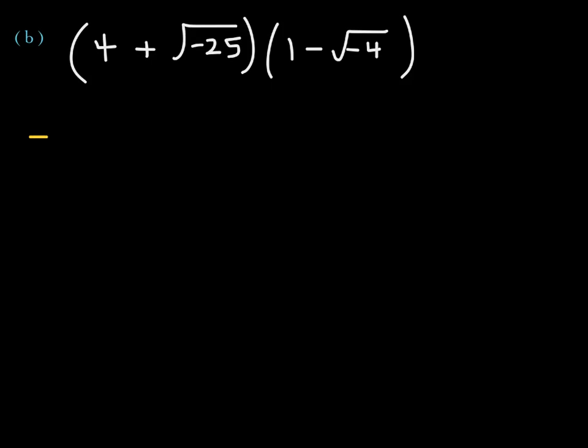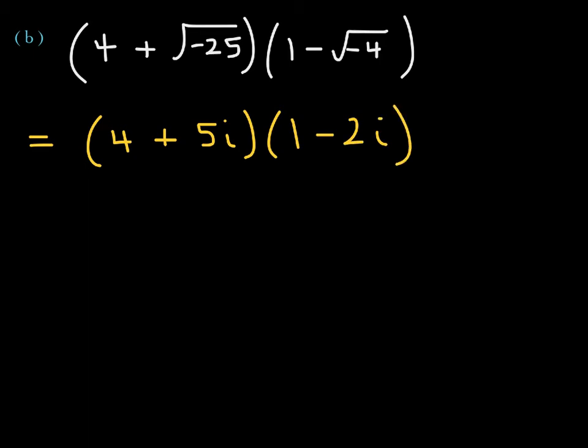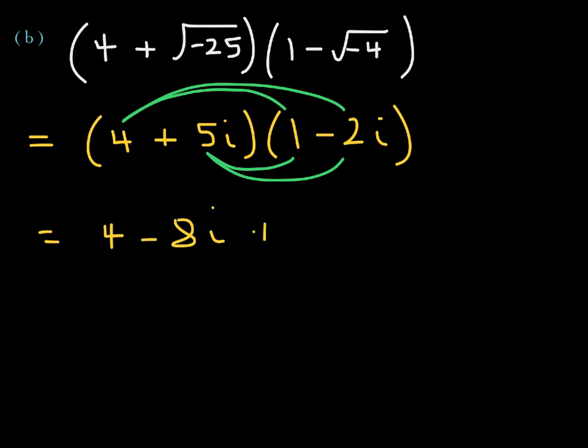That's very important. So here, this can be rewritten as 4 plus 5i, and then this one can be rewritten as 1 minus 2i, okay? And now we can distribute. 4 times 1, 4 times negative 2i, 5i times 1, 5i times negative 2i. So then what we'll get is 4 minus 8i plus 5i minus 10i squared.